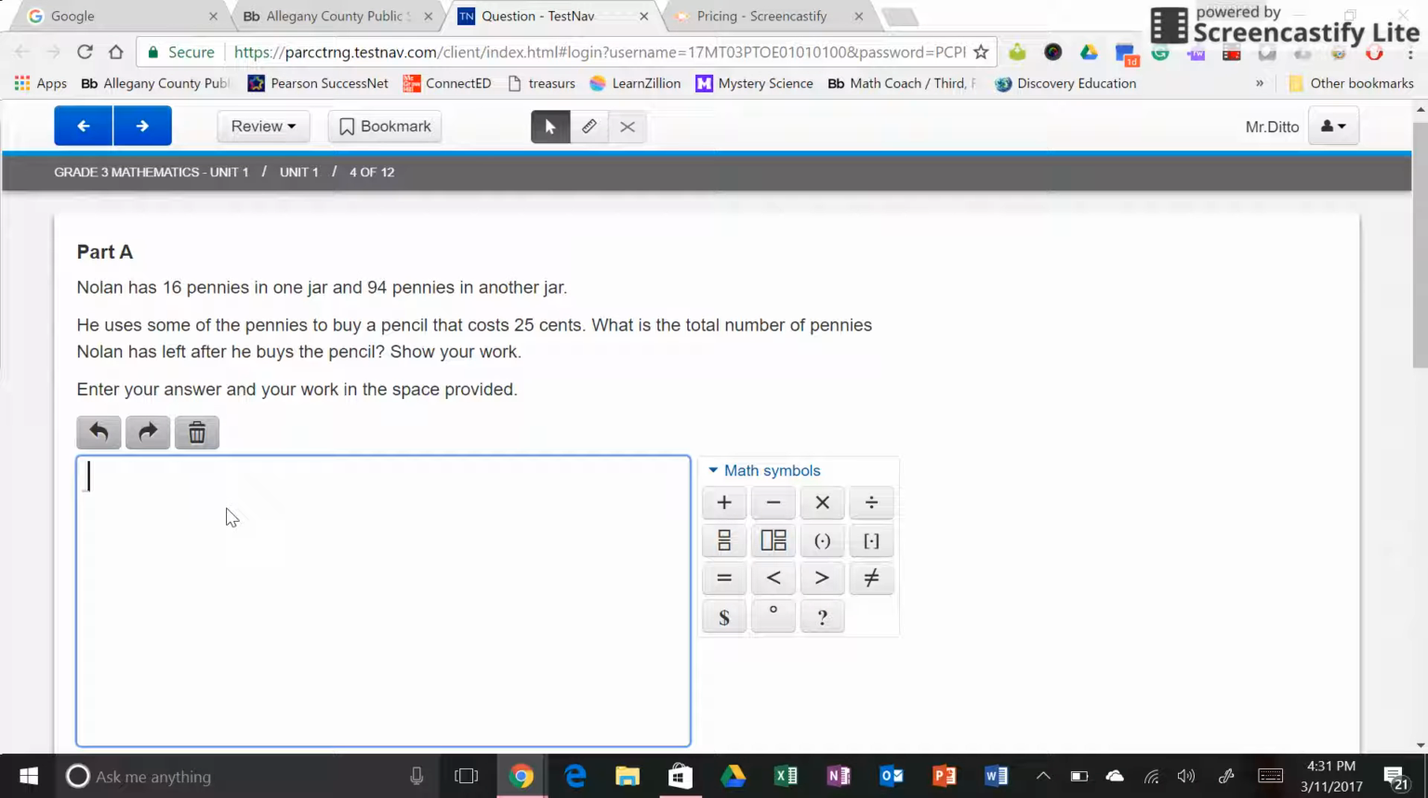Now, we will do words for these. So don't think you can just type numbers. You can actually use letters in here to actually do that. And make sure we read the questions fully. So if Nolan has 16 pennies in one jar and 94 pennies in another jar, he uses some of the pennies to buy a pencil that costs 25 cents. What is the total number of pennies Nolan has left after he buys the pencil? Show your work. Enter your answer and your work into the space below.